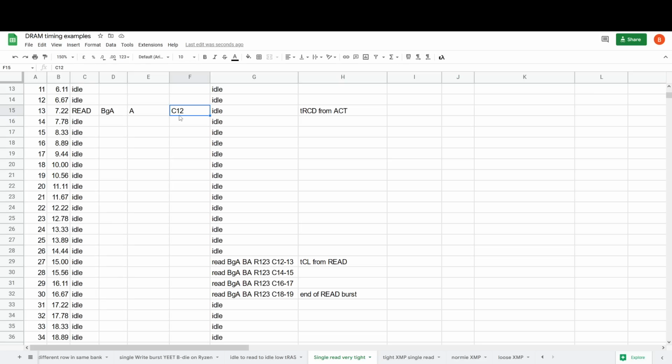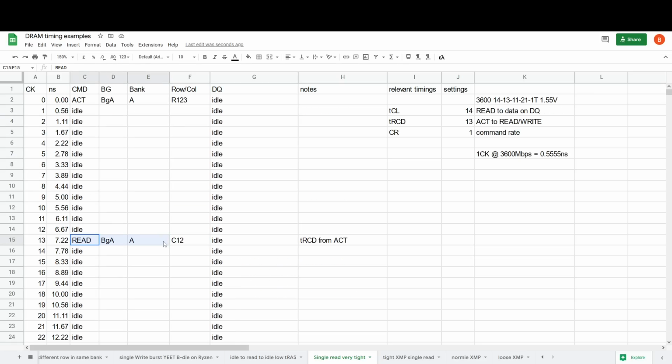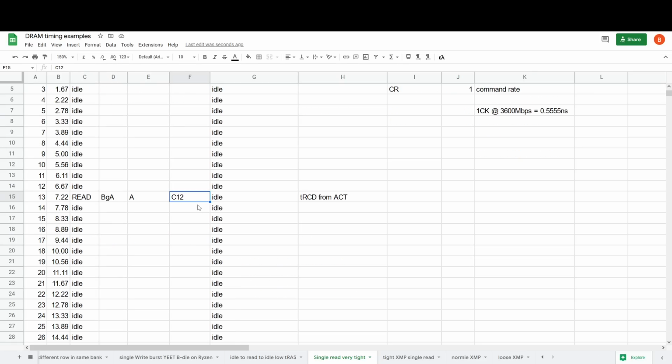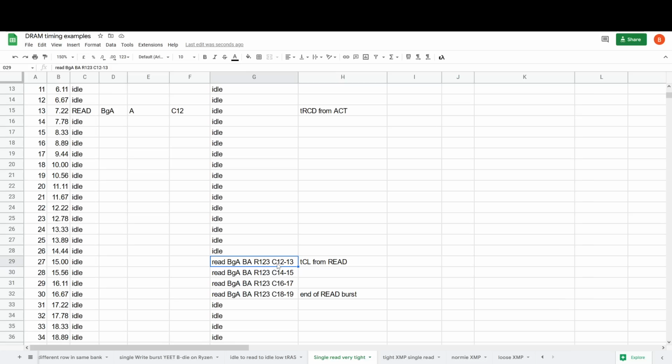In this scenario, we're reading on column 12. So we start at 12, and the memory chip outputs the data from column 12, column 13, column 14, 15, 16, 17, 18, and 19. That's 8 columns, and it outputs all of this data in just 4 clock cycles because double data rate is magical like that.